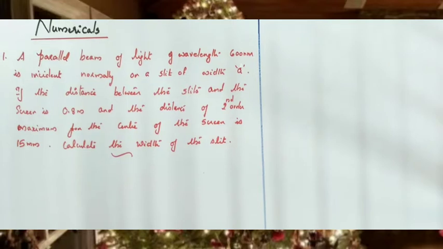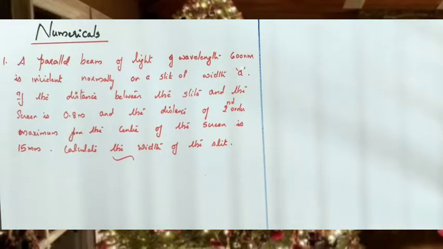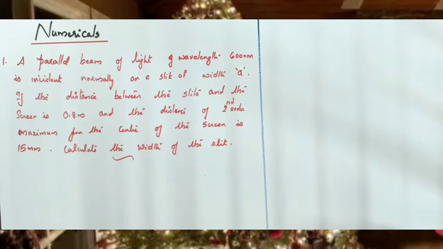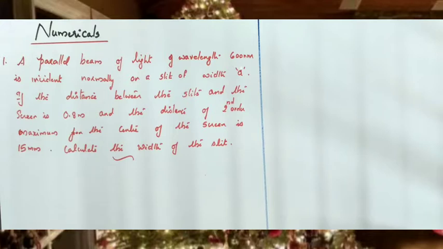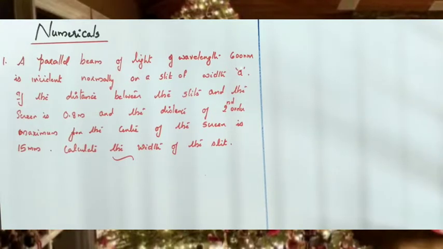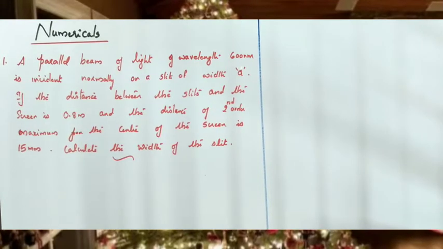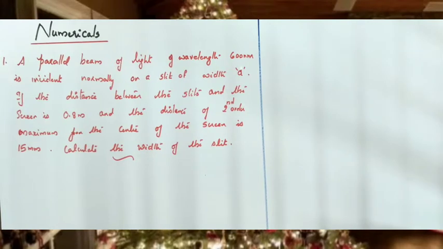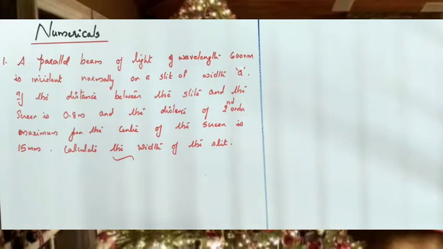Let us discuss some numericals relating to diffraction. First question: a parallel beam of light of wavelength 600 nanometer is incident normally on a slit of width a. If the distance between the slit and the screen is 0.8 meter and the distance of the second order maximum from the center of the screen is 15 millimeter, calculate the width of the slit.